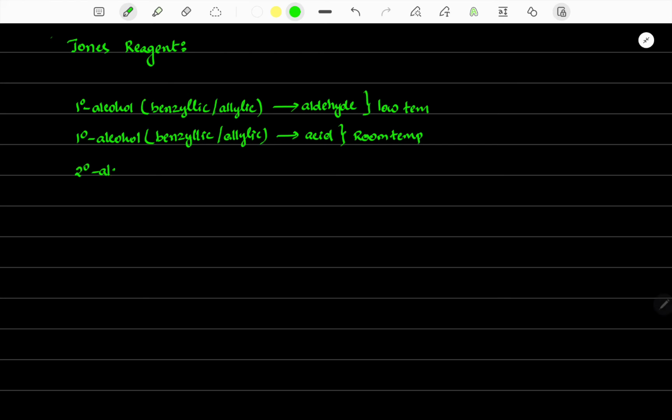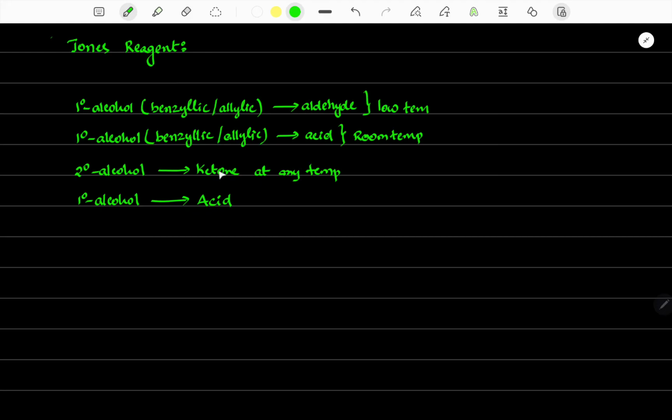Secondary alcohol will be converted to ketone at any temperature. Ketone at any temperature, because secondary alcohol cannot undergo further oxidation. It undergoes only up to ketone. Now, simple primary alcohol other than benzylic or allylic, the answer is carboxylic acid.